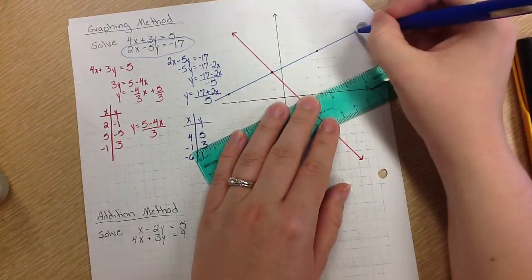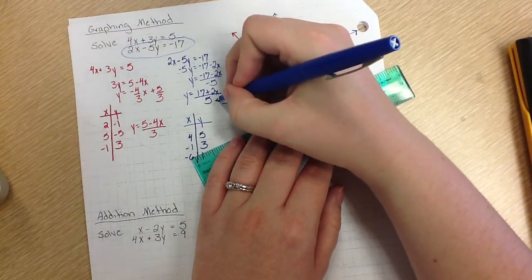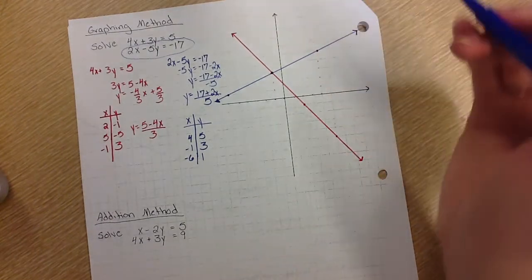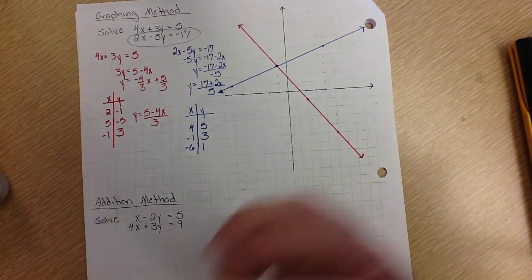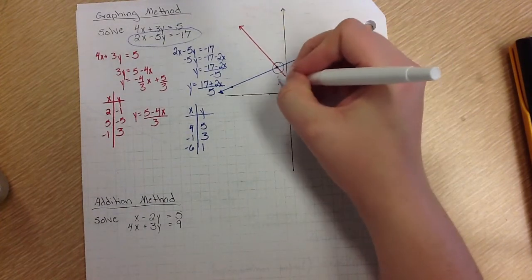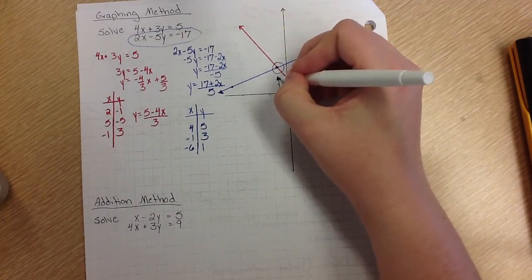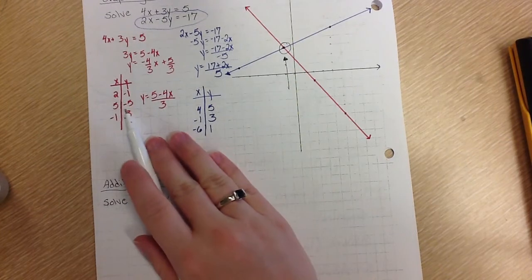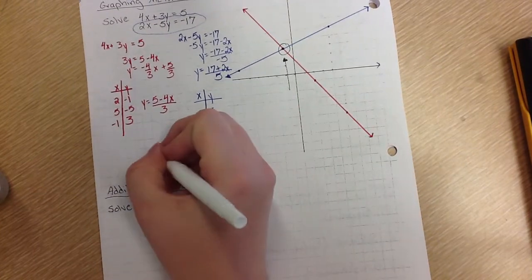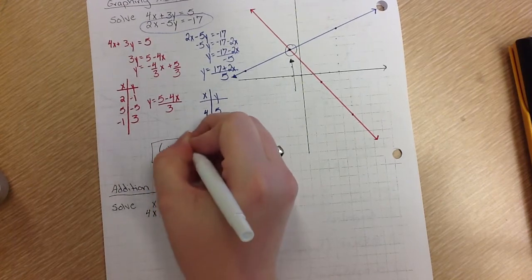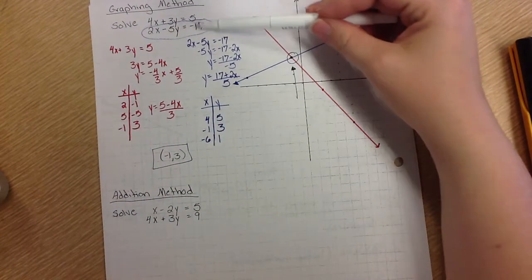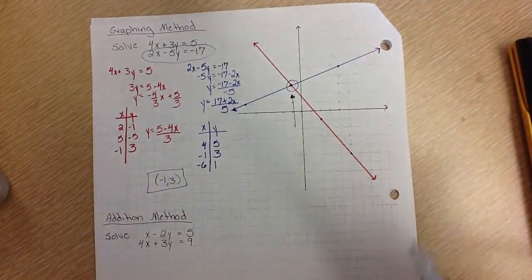Did you notice that we found our point in common? They intersect. So I'm looking for the point that will work in both of them. Well, I found it. It's right there. A lot of times you kind of have to guess, but this one I could tell it was in both tables. So my solution here is the point negative 1, 3. It's the point that will work in both of those. That's the graphing method.